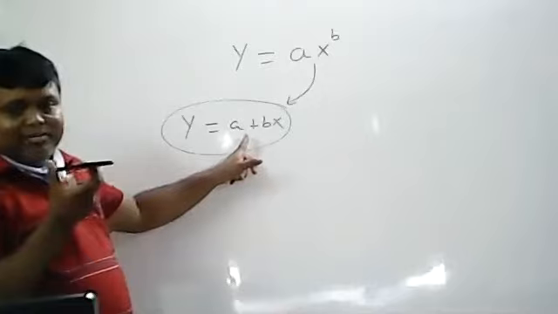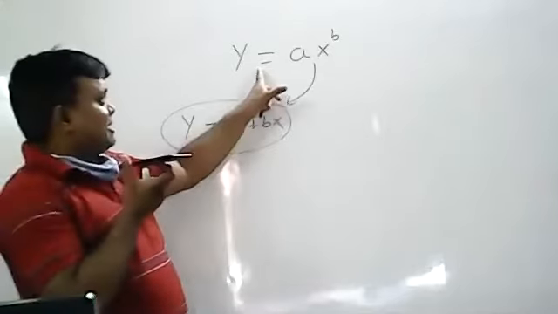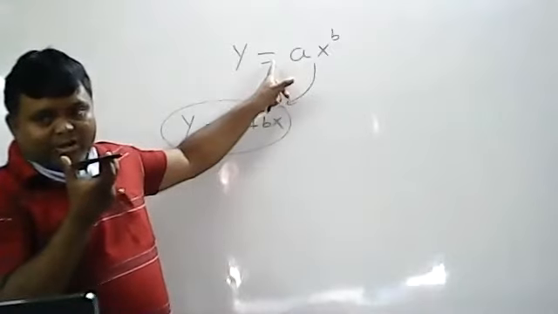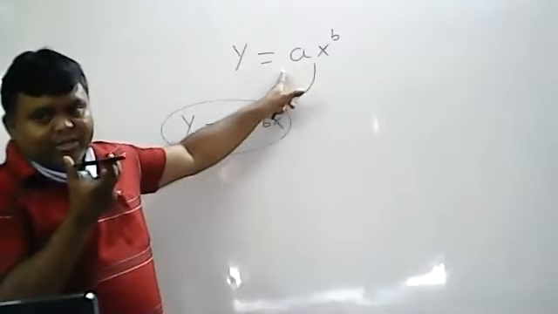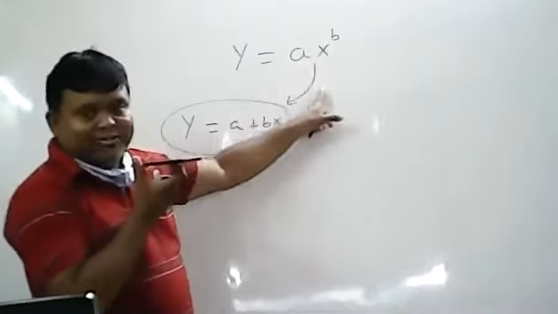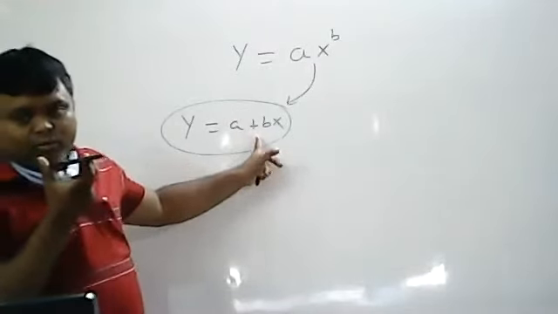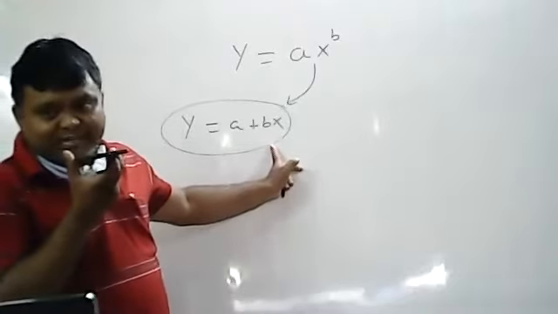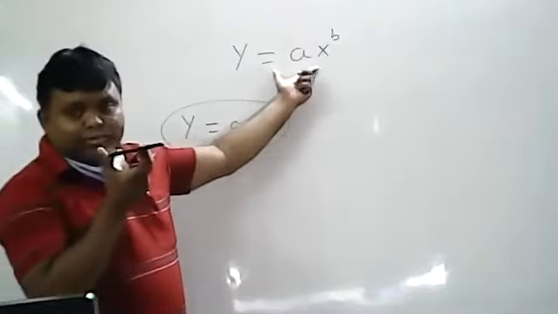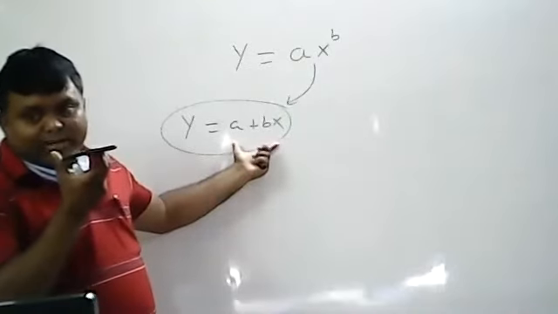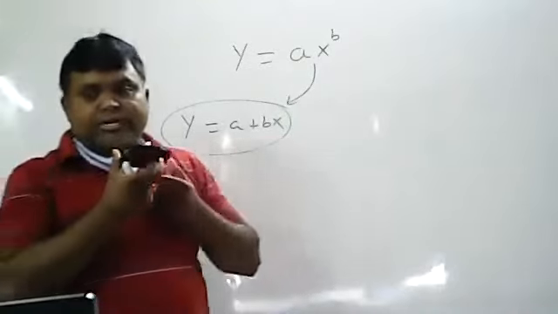This is a straight line form, y equal to a plus bx. This is the power curve form, y equal to a into x power b. If you want to derive the normal equations of a power curve, first you have to convert the power curve into a straight line form. Then automatically you know how to find the normal equations of a straight line. So the power curve should be converted into a straight line first, and after that you can derive the normal equations.